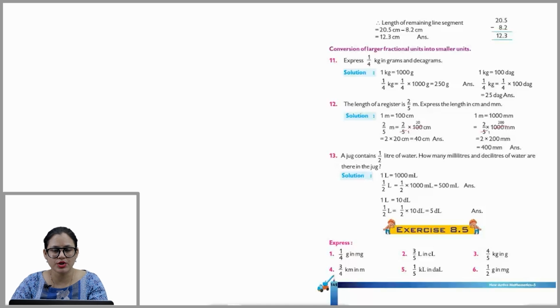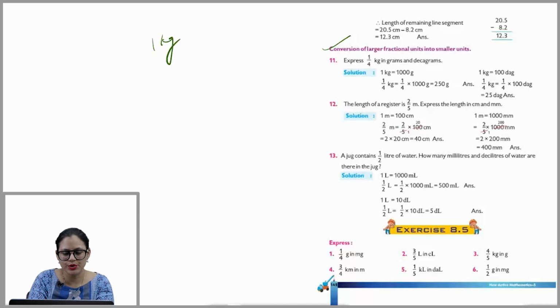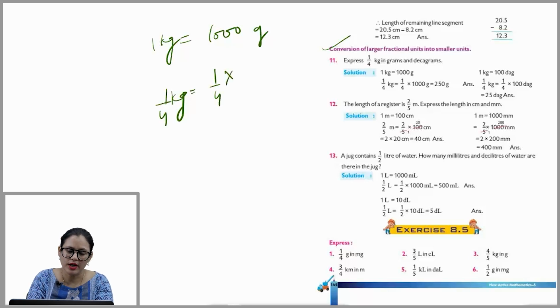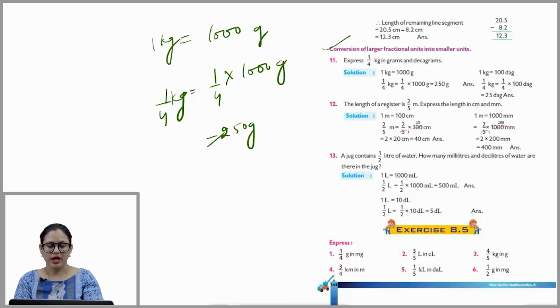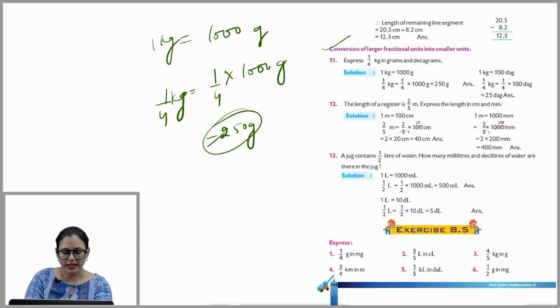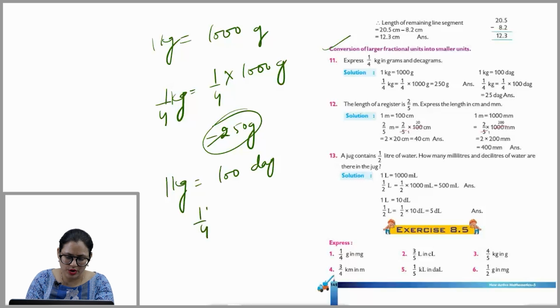Conversion of larger fractional units into smaller units. Express 1/4 kilogram in grams and decagrams. You know, 1 kilogram is equal to 1000 gram. So 1/4 kilogram is equal to 1/4 into 1000 gram. That is 250 grams. Okay. Now, 1 kilogram is equal to 100 what? Decagram. So 1/4 into 100 decagram is how much?